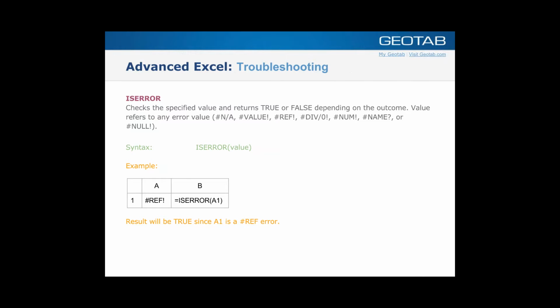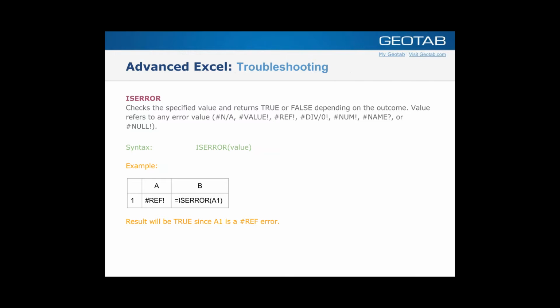And all I have to do is just say equals IsError, and then in my brackets I choose the cell that I want to know about. So I chose A1, and because A1 has a reference error in it, what's going to show up in B1 is just going to be the word TRUE, because there is an error in there. Now let's say, for instance, A1 had the number 10. What would happen is in cell B1, there is no error in A1, so it would actually show FALSE. So it's just a good way to check to see if there are errors or not.